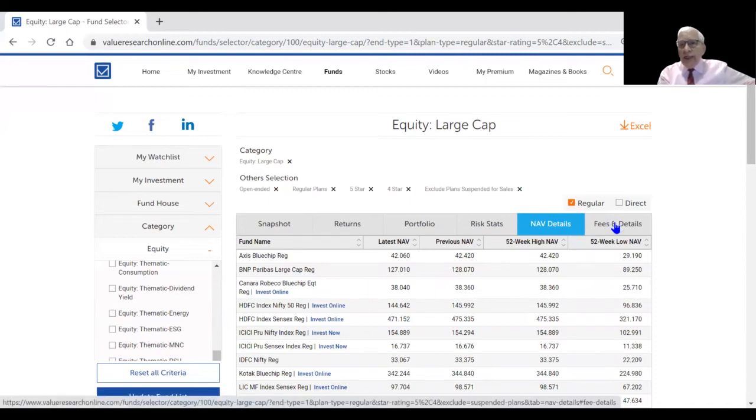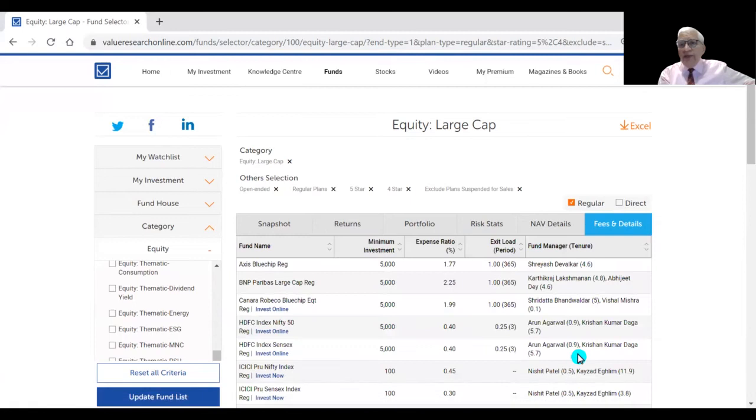Here is an important criterion called fees and other details. Here the expense ratio is mentioned. Out of the return generated by the fund, the first 1.77% is going away in the form of expense ratio. In case of Axis Blue Chip Fund, the returns are stated after removing this 1.77%. In case of BNP Paribas, 2.25% has to be removed before stating the return.